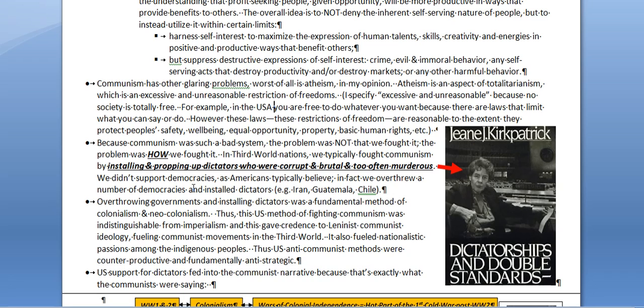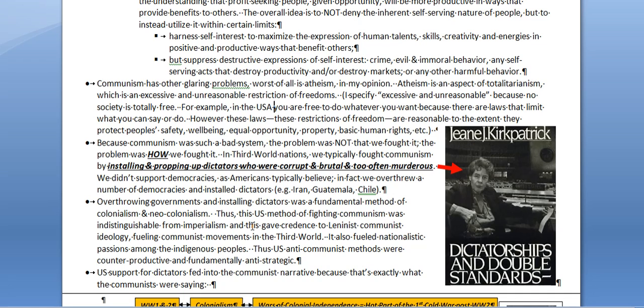Now, we did not support democracies as Americans typically believe. In fact, we did the opposite. We overthrew a number of democracies and installed dictators. Some examples are Iran, Guatemala, Chile. We installed bastards in all three of those situations. Now, overthrowing governments and installing dictators was a fundamental method of colonialism and neocolonialism. Thus, this U.S. method of fighting communism was indistinguishable from imperialism.